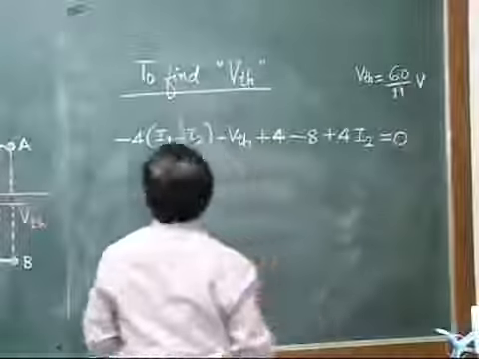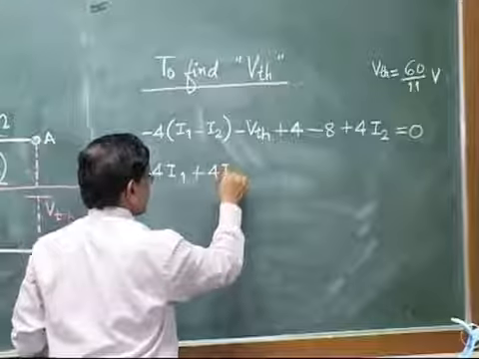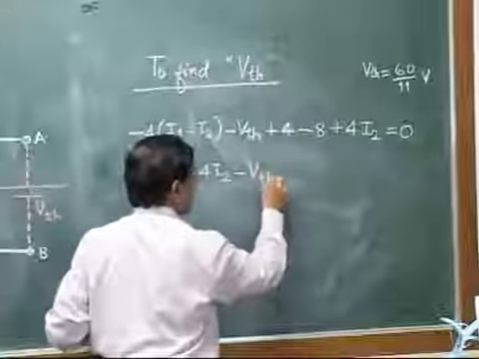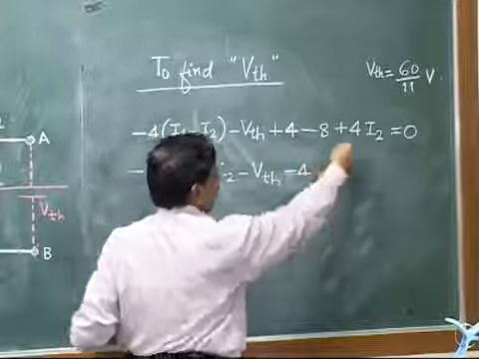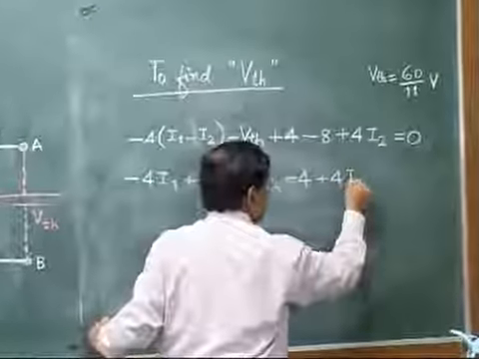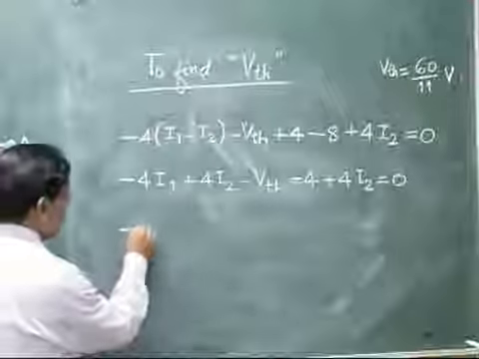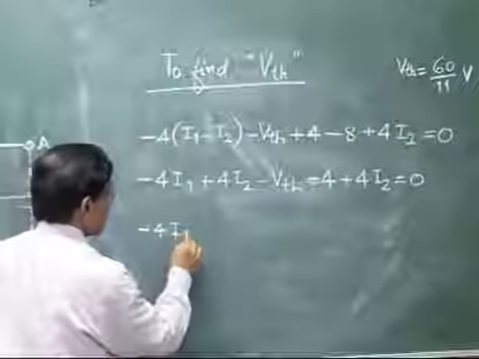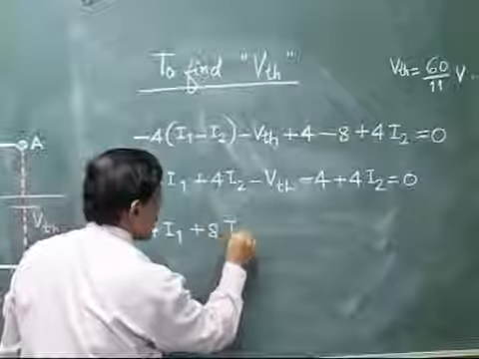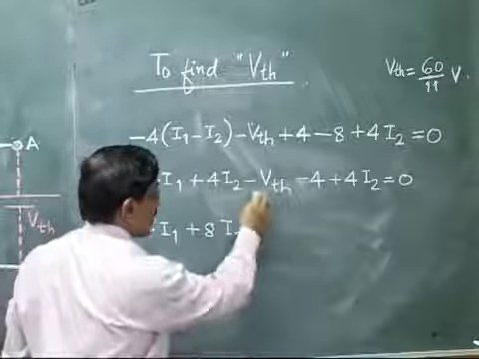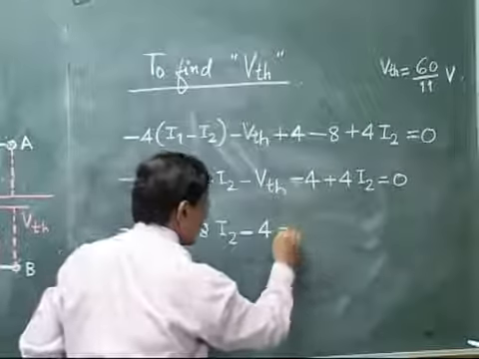Let us just solve it. So minus 4 I1 plus 4 I2 minus VTH plus 4, plus 4 and minus 8 will be, say, minus 4, plus 4 I2. This all must be equal to 0. So minus 4 I1, then plus 4 I2 and plus 4 I2, plus 8 I2. And we take VTH to the other side, and this 4 will be mentioned here, minus 4.